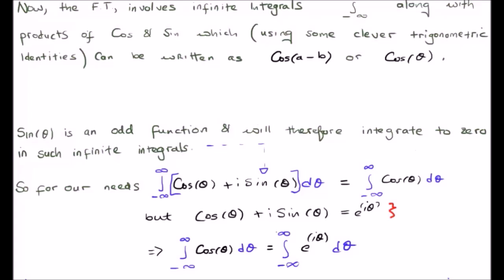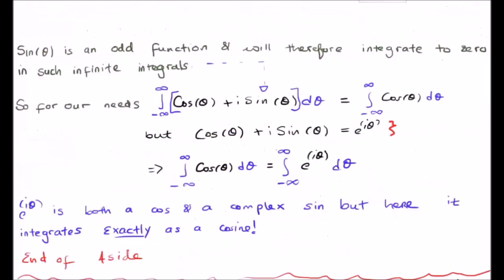The reason it's useful to go from using the trigonometric function cosine to complex exponentials is that complex exponentials are very easy to manipulate. So the point here is that e to the i theta is both a cosine and a complex sine. However, inside the Fourier transform integrals, it integrates exactly as a cosine.